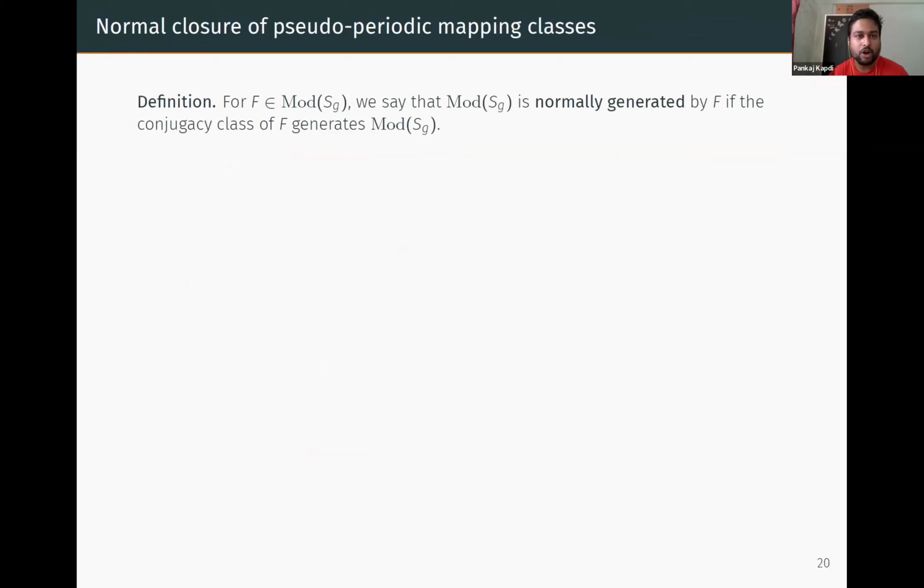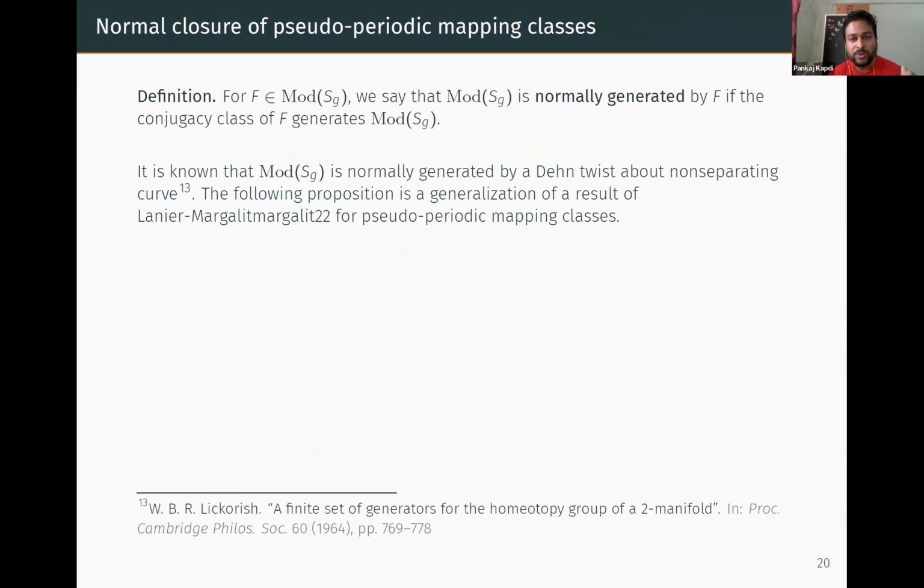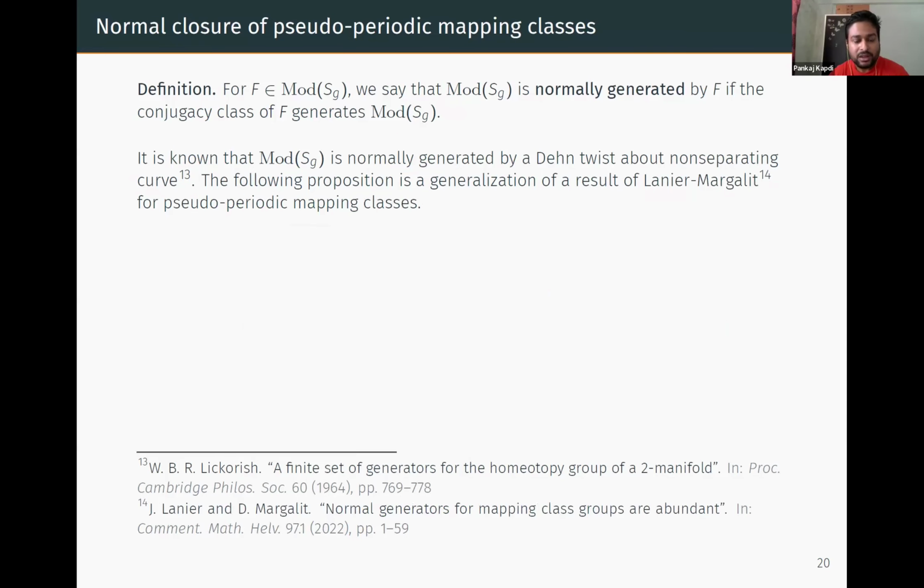Okay, so now I'll finish this talk with the normal closure of pseudo-periodic mapping classes. We say that the mapping class group is normally generated by some mapping class if the whole conjugacy class generates the mapping class group. We know that the mapping class group is generated by non-separating Dehn twists. All of them are conjugate, and therefore the mapping class group is normally generated by a Dehn twist about a non-separating curve. Later on, Lanier and Margalit gave a similar result for periodic mapping classes, that every periodic mapping class of a certain type always normally generates the mapping class group.